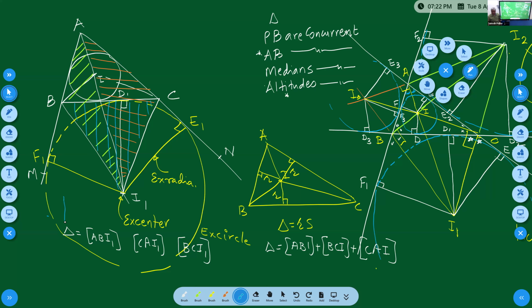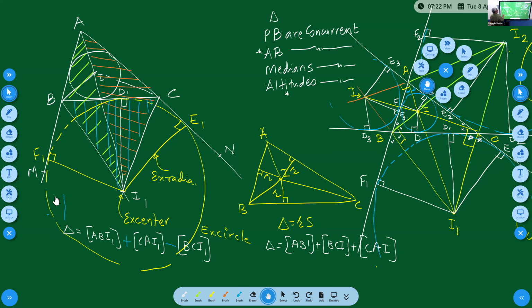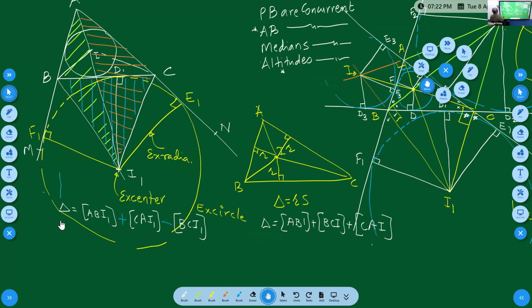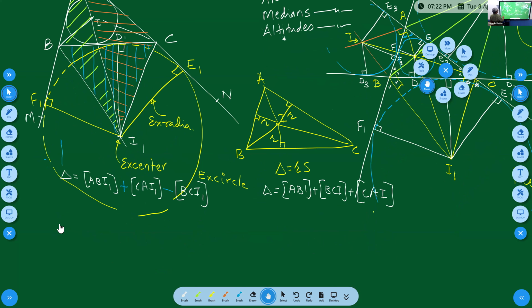Okay. What algebra should we do with these three triangles, orange, green, and blue, so that we get the area of triangle ABC? Therefore, I have not put signs here. Correct? Easy? Plus, minus. We have to add two big triangles and subtract the smaller one. Then we will have the area of triangle ABC. Is it going well? Okay.